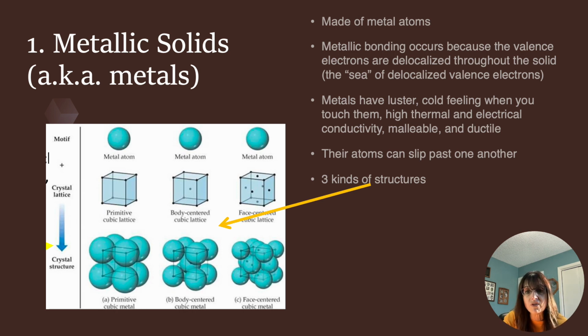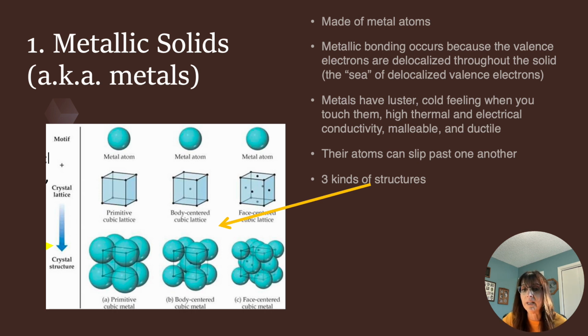Metals have luster, so they're shiny. When you feel them, they feel cold. They have high thermal and electrical conductivity. Do not try this at home, but if you were to put a fork in an outlet, you're going to find out about that conductivity. Or put a metal spoon in a pot of boiling water and just leave it for a while. It's going to get pretty hot. Metals are malleable. We can bend them. Now, granted, sometimes you have to heat them up.